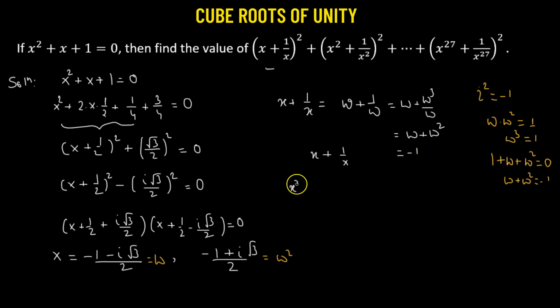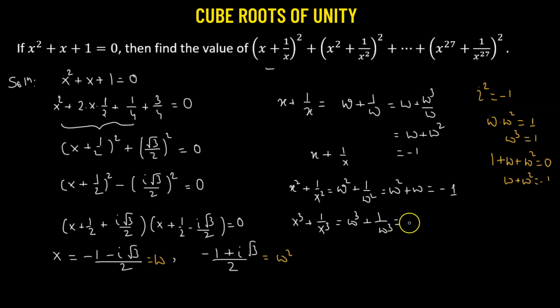Now let's find out the value of x squared plus 1/x squared. This will be equal to omega squared plus 1/omega squared. If we replace the 1 with omega cubed, then this will become omega squared plus omega. So that's also equal to -1. Now x cubed plus 1/x cubed. This value will be omega cubed plus 1/omega cubed, which is 1 plus 1, since omega cubed is 1. So we have 2.